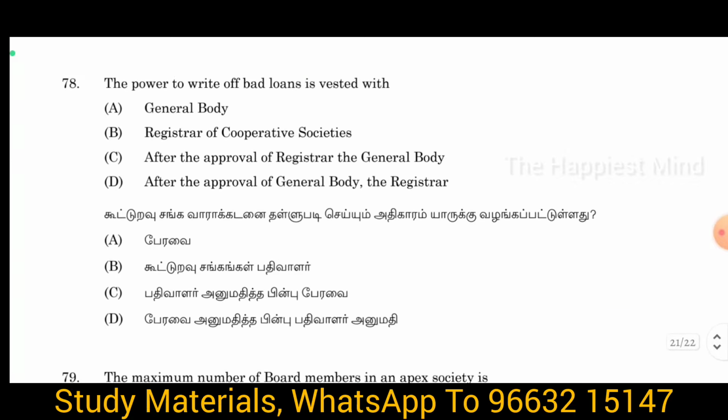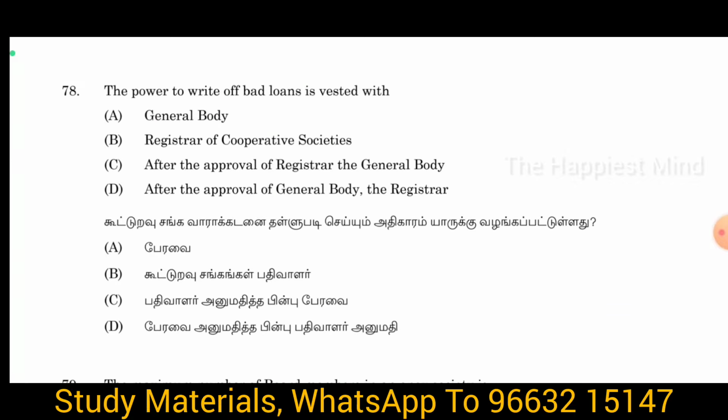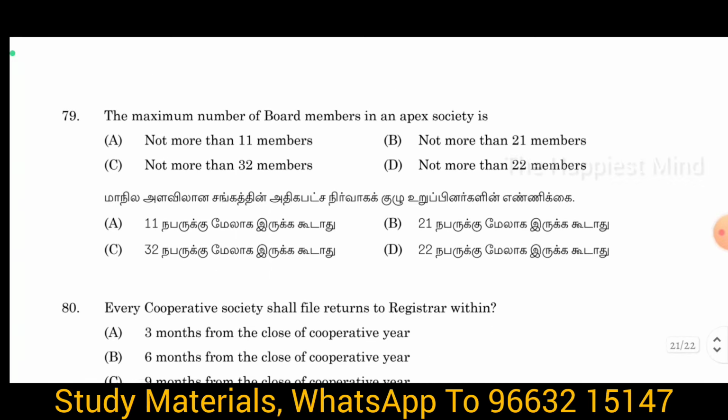அடுத்து question 78. The power to write off bad loans is vested with dash. Answer is option C, after the approval of registrar the general body. அடுத்து question 79. The maximum number of board members in an apex society is dash. So, apex society ல maximum number of board members எவ்வளோன்னு கேட்டிருக்காங்க. ஆன்சர் பார்த்தீங்கன்னா ஆப்ஷன் பி, நாட் மோர் தென் 21 மெம்பர்ஸ். ஸோ மேக்ஸிமம் நம்பர் ஆஃப் போர்ட் மெம்பர்ஸ் தே ஷுட் நாட் எக்ஸீட் 21 மெம்பர்ஸ்.